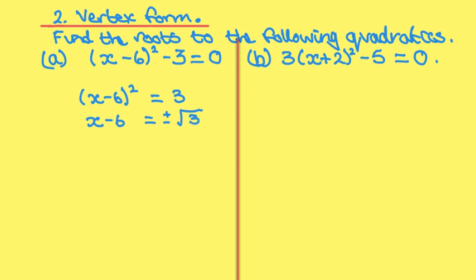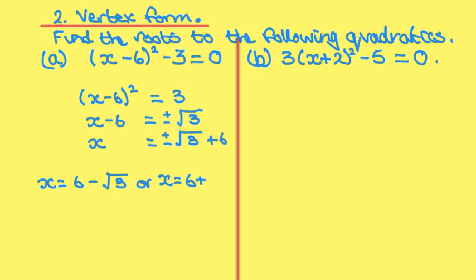Add 6 to both sides. So we get x is equal to plus or minus the square root of 3, plus 6. So our two solutions are x equals 6 minus the square root of 3, or x equals 6 plus the square root of 3.